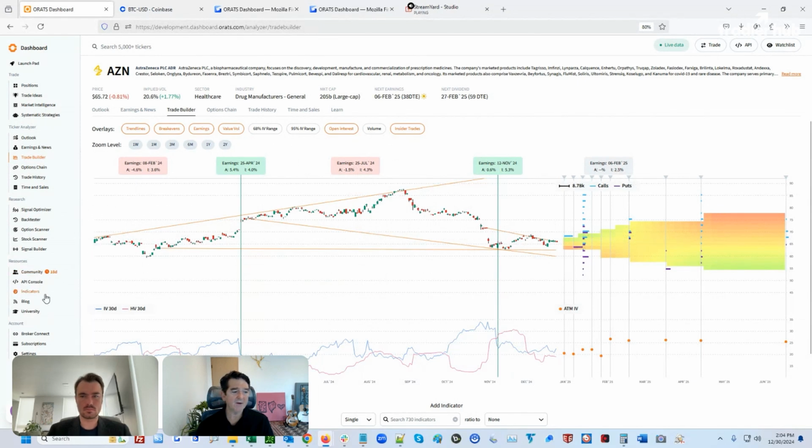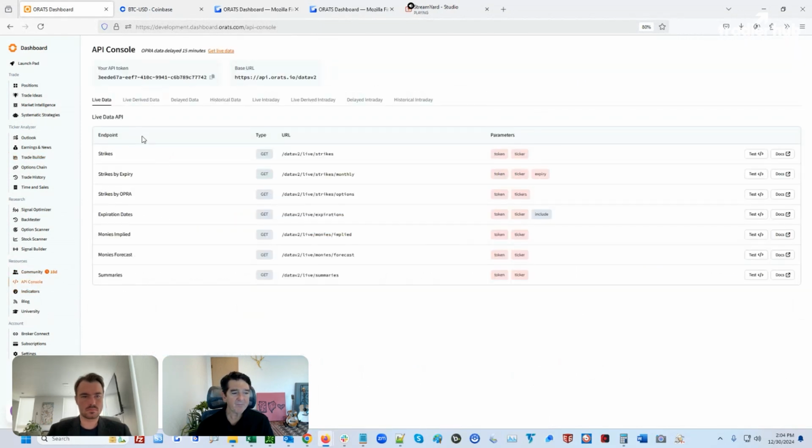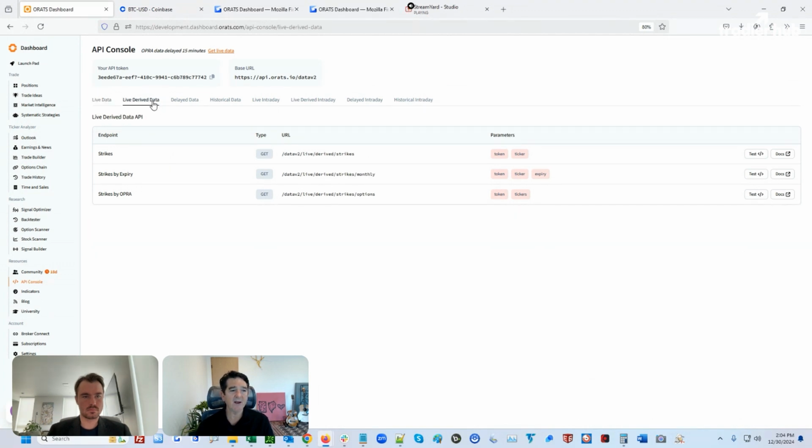And like Tyler said, this is our API console. We have live data now. And I should mention that we have live derived data. The derived data is great for people making platforms, new people coming into the industry, and professionals. Since it's all derived, there aren't any agreements that you have to get with OPRA or the other exchanges.